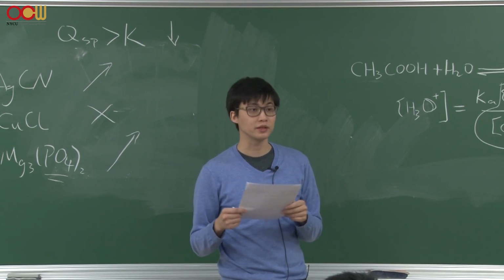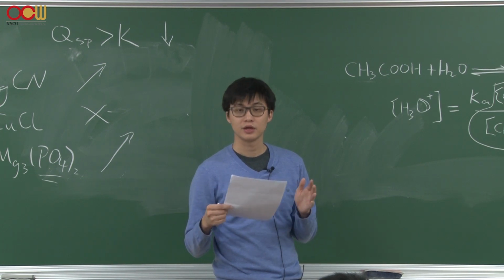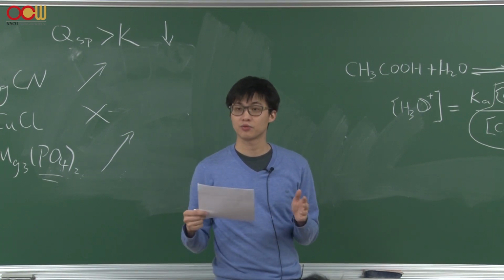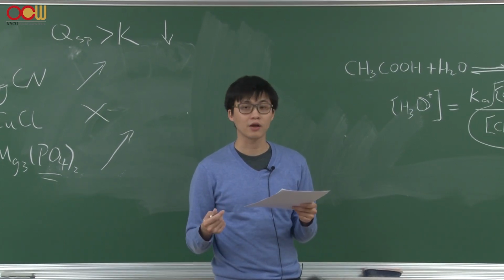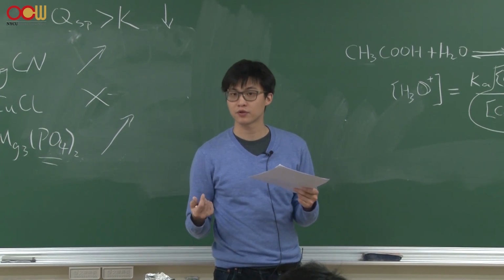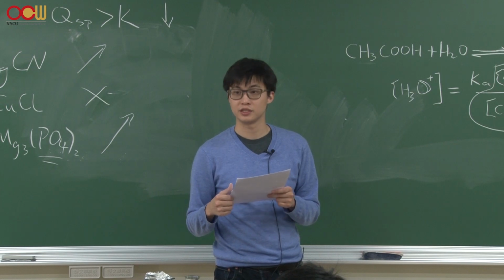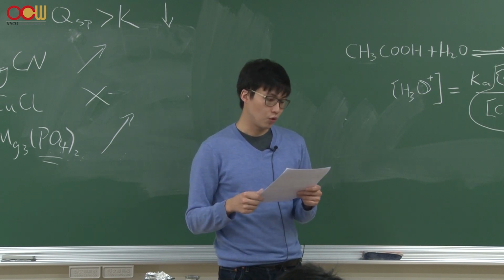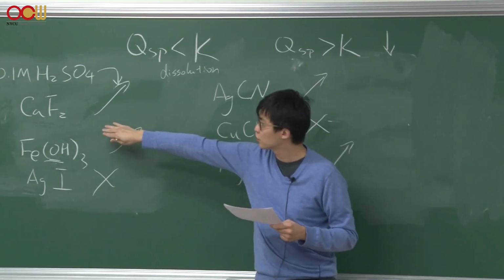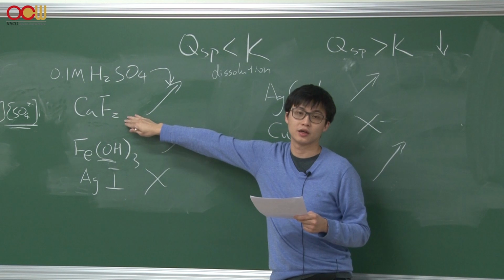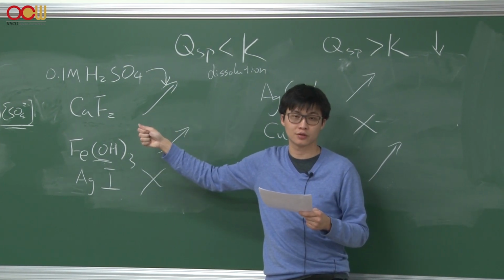A buffer solution means that within a certain concentration of added acid or strong base, the pH remains unaffected. That's why we call it a buffer. Our biological systems are mostly buffer solutions. Your blood pH doesn't change unless you have some disease. Similar to these cases here, when you add more acid to a weak acid system, it's going to consume that added acid, the added proton.